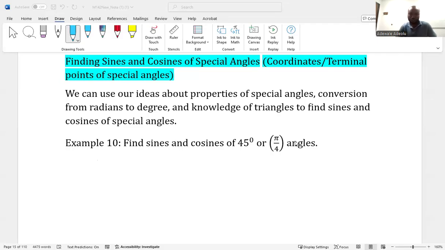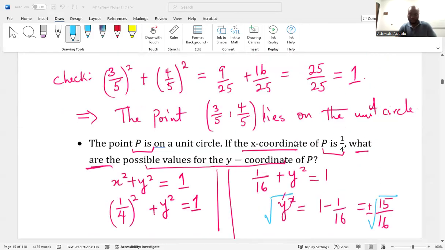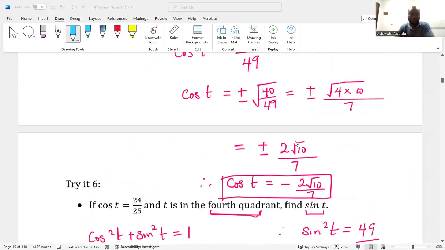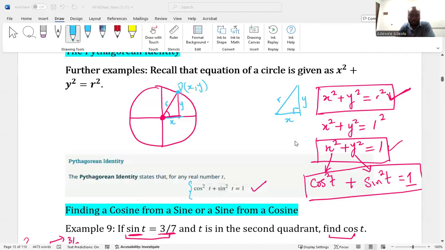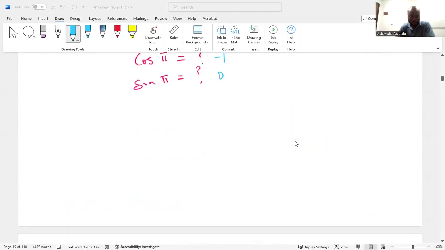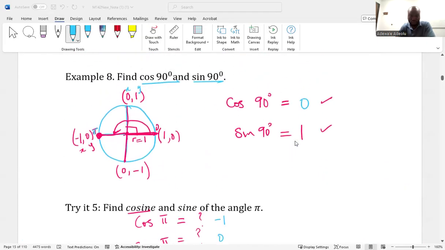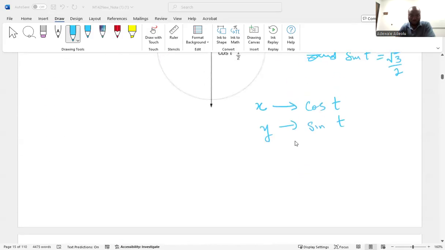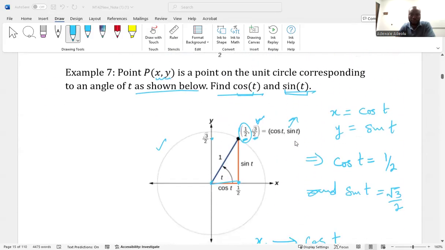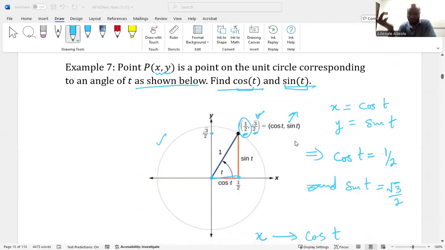Last time we started introducing the unit circle, the concept of the unit circle. A unit circle is a circle whose radius is one, and we delved into talking about the terminal points, or the coordinates of our angles in the unit circle. We introduced the cosine of the angle and the sine of the angle.